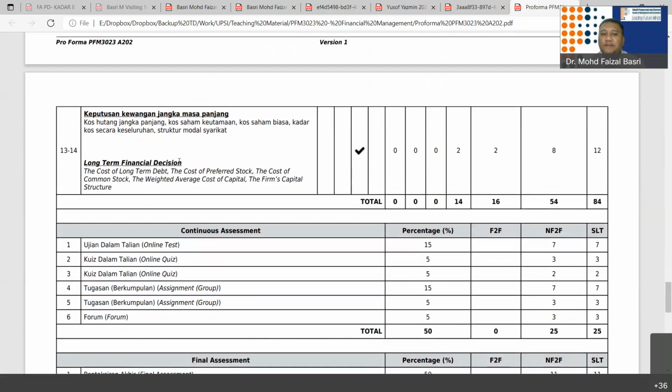And finally, for the long-term financial decision. So this is if you have problems or shortages of funds, then you need to decide where you want to borrow your money from. Okay, so this is where you have long-term financial decision.